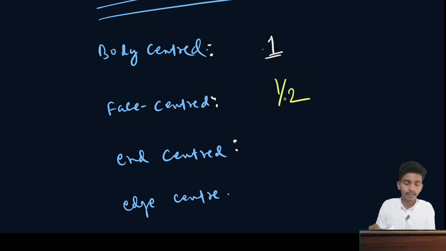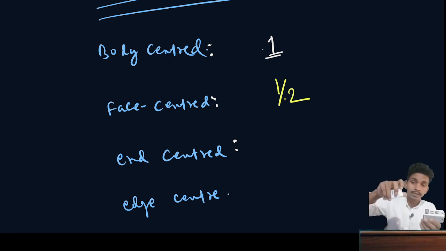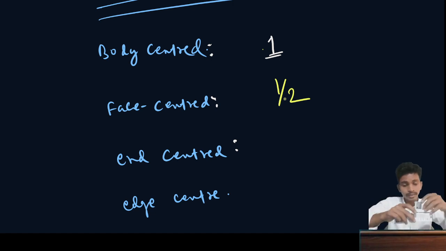Contribution is half. Assume this is a rectangular unit cell, and the lattice point is present at the face center. If you take 2 unit cells, the point is completely covered from outside, meaning its contribution is only to these 2 spaces. Another unit cell will not share this lattice point. After 2 unit cells, this lattice point is completely covered. It means that its contribution is half.